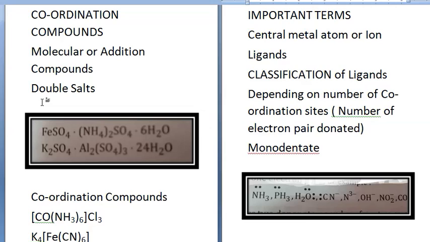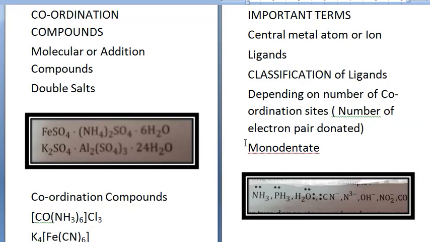For example, FeSO4.(NH4)2SO4.6H2O. This is also called Mohr's salt. So when you dissolve it in a solvent, it will separate into FeSO4 and (NH4)2SO4. Similarly, K2SO4.Al2(SO4)3.24H2O is the formula of potash alum. This is also a double salt, and on dissolving in solvent, it will separate into K2SO4 and Al2(SO4)3.